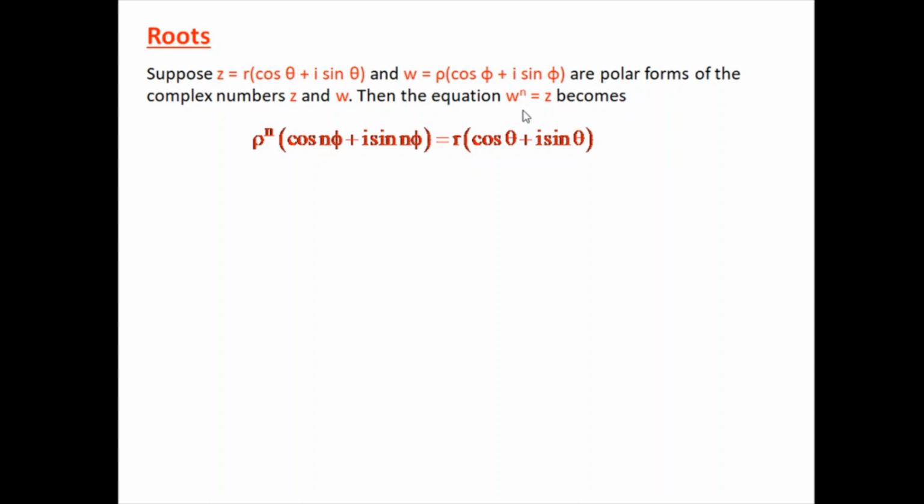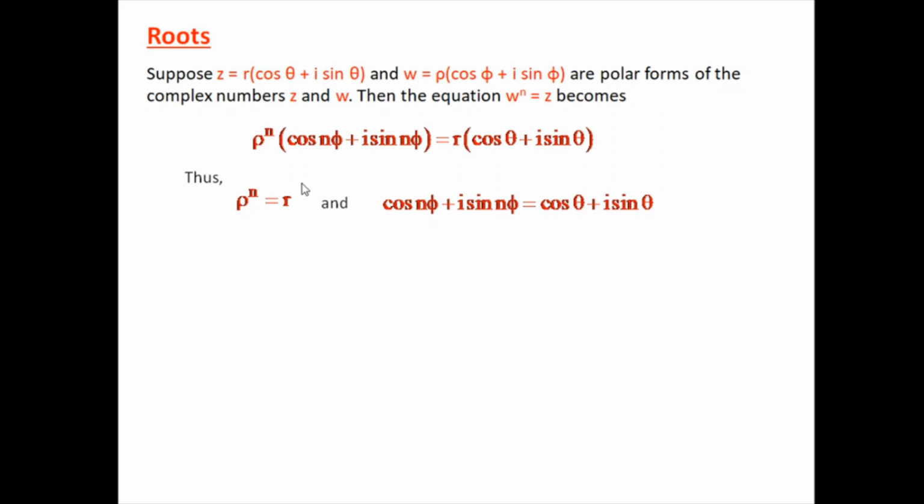So the equation w power n equals z becomes the nth power of this equals z, and because of the last lecture formula, rho power n times cos phi plus i sin phi whole power n becomes cos n phi plus i sin n phi. So the equality can be written as rho power n cos n phi plus i sin n phi equals r cos theta plus i sin theta. If we compare both sides, the radials are equal, so rho power n equals r, and cos n phi plus i sin n phi equals cos theta plus i sin theta. And so we can calculate rho from here.